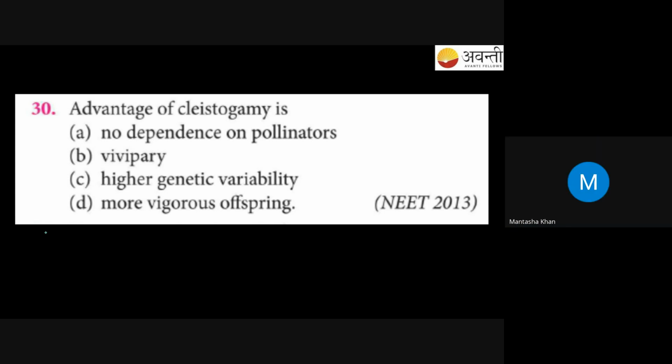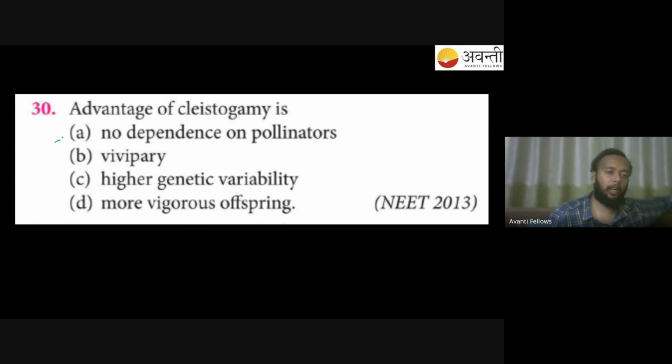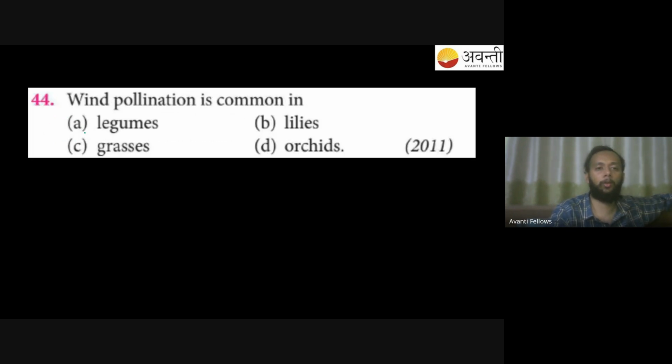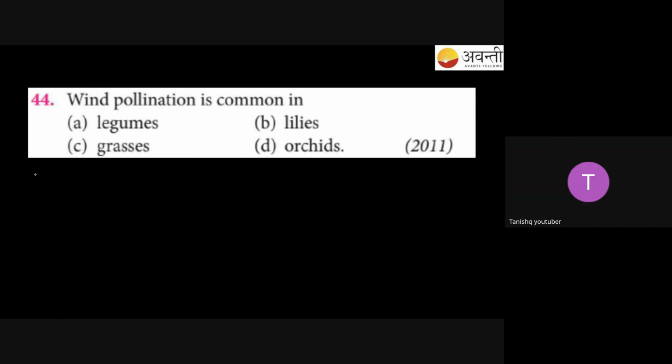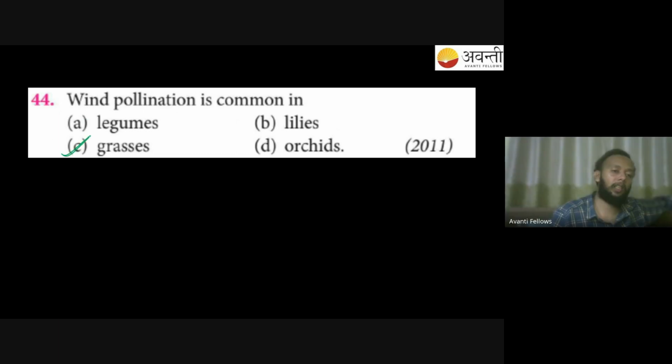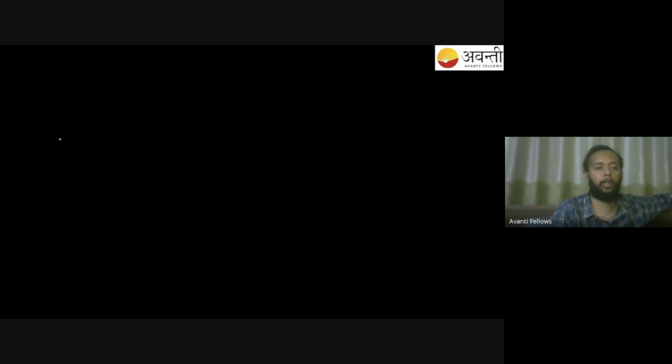Sir, option A, no dependence on pollinators. Right, you do not depend on your pollinators over here, so that's why option A becomes my correct answer. I hope it's clear to all of you that you do not depend on pollination over here. Right. Wind pollination is common, and I've told you this. You should be able to answer this. Take your time. Tanish, क्या होगा इसका आंसर? Grasses. Right. Grasses के अंदर you will find wind is going to be the source of my pollination.